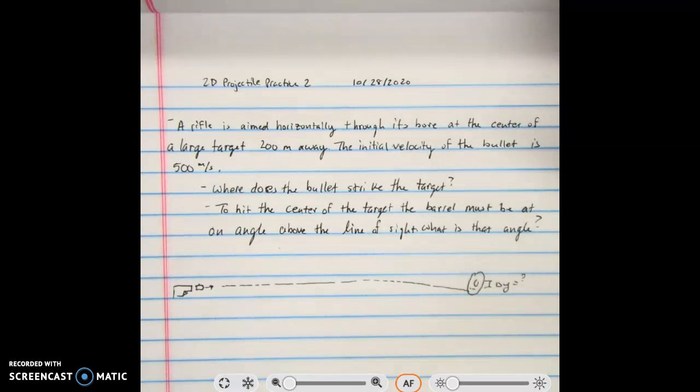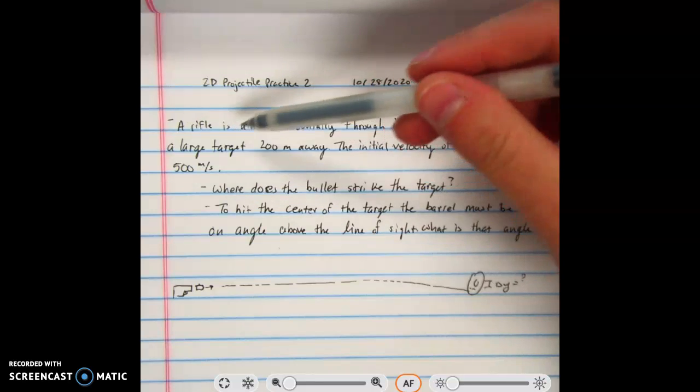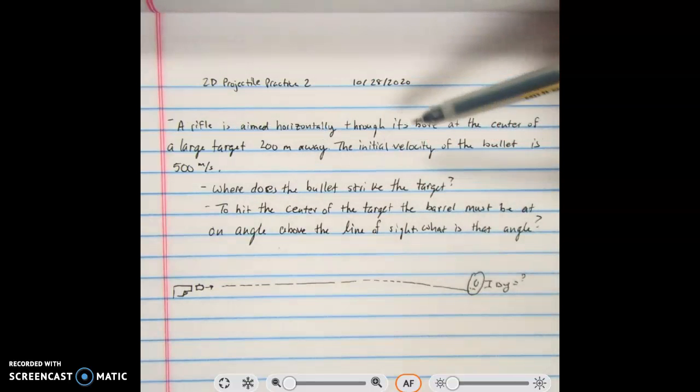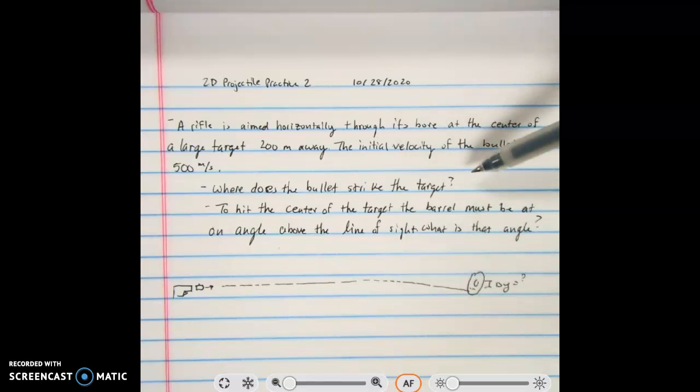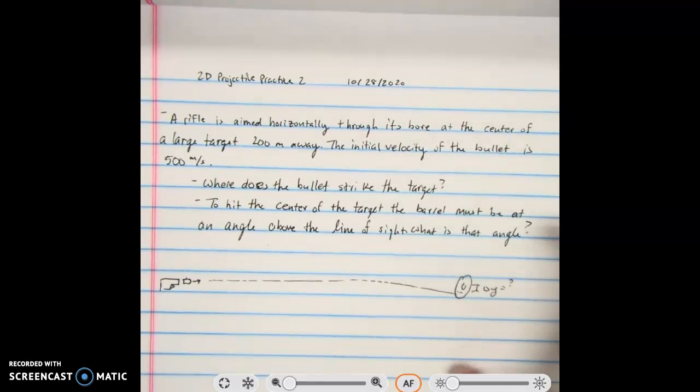So today we're going to look at an example question. A rifle is aimed horizontally through its bore at the center of a large target 200 meters away. The initial velocity of the bullet is 500 meters per second. We want to find these two things. Where does the bullet strike the target? And to hit the center of the target, the barrel must be at an angle above the line of sight. What is that angle?